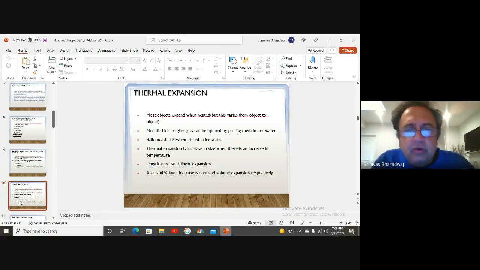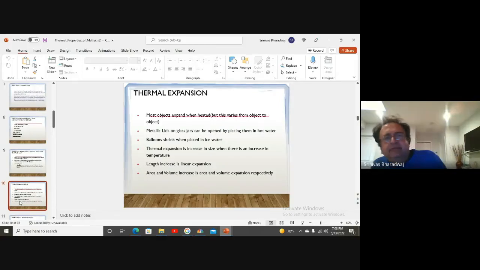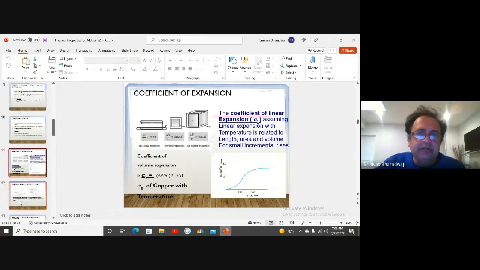Solids and liquids also expand with heat, right? But not as much. You don't have the same level of expansion. It expands a little bit. Water has a very funny expansion, which we will discuss later. When you have solids, we have what is called the coefficient of expansion. You have the coefficient of linear expansion, delta L by L, right?